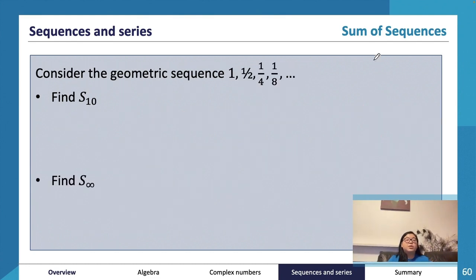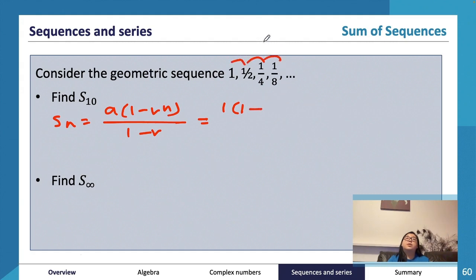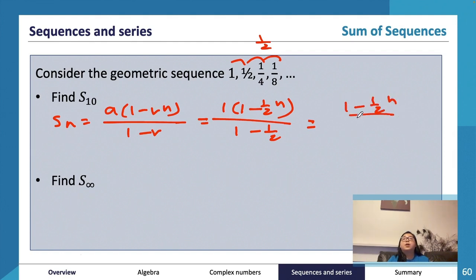Cool. Alright, so next is the geometric sequence. So we want to find S10 and then S infinity. So S_n for this one, remember it's equivalent to a(1 minus r^n) over 1 minus r, right? So we can say that a is going to be 1 here, 1 minus r^n, so 1 minus, we can see the common ratio is a half across, so it's going to be a half to the power of n. That's all going to be over 1 minus 1 half, right? So we can see that's going to be (1 minus (1 half)^n) over 1 half, so it's going to be equivalent to 2 times (1 minus (1 half)^n).